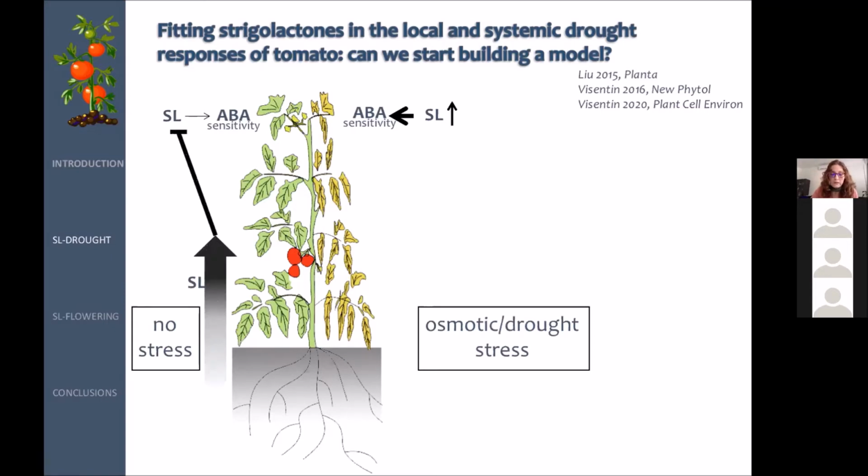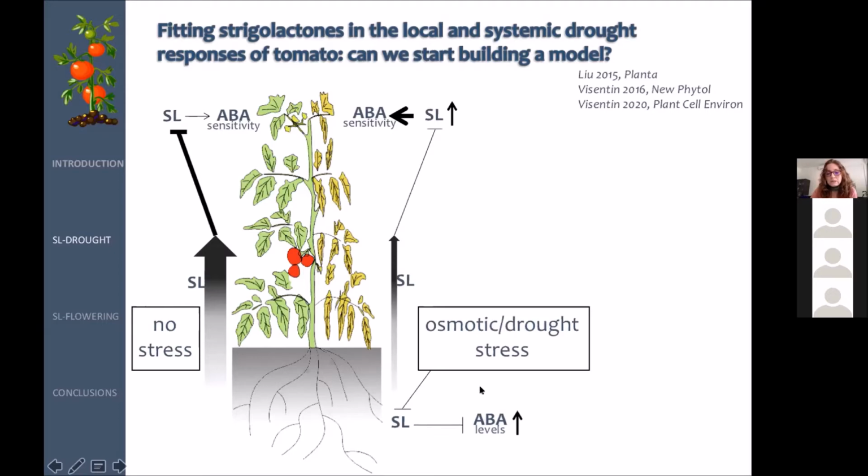Underground, we've seen that the roots are the main site of production. From underground, the strigolactones will be translocated shootward, and there they will act in a negative feedback loop as inhibitors of local synthesis of strigolactones by acting on gene transcription. So under normal conditions, strigolactones in the leaves are kept low, and sensitivity to ABA is also kept low, because of strigolactones flowing from the roots and directly or indirectly inhibiting synthesis.